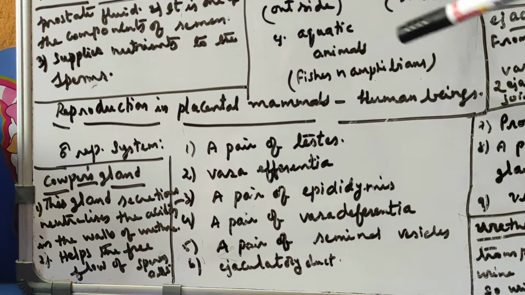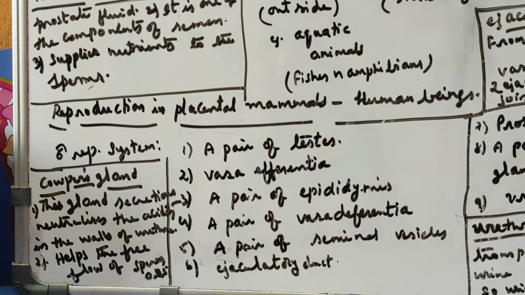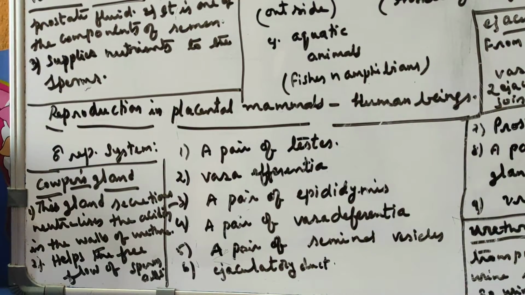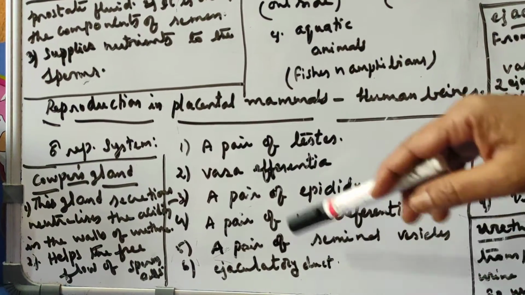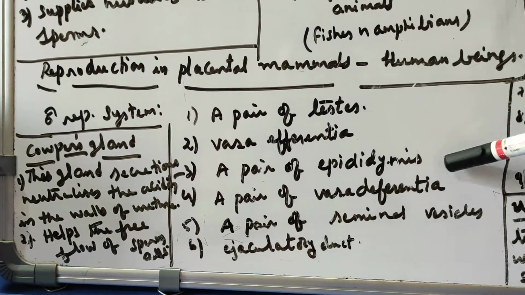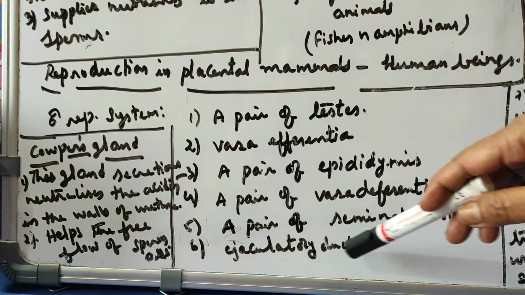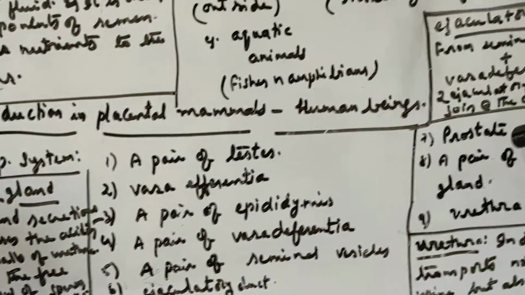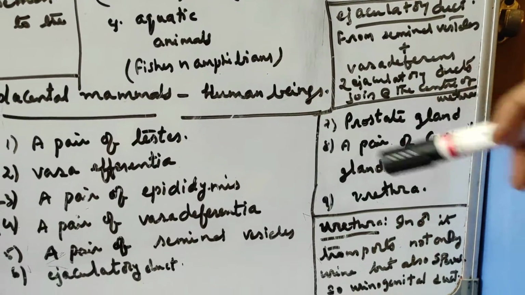First I will discuss the male reproductive system. What are the parts of the male reproductive system? First I will explain them: a pair of testes, vasa efferentia, a pair of epididymis, a pair of vasa deferentia, a pair of seminal vesicles, ejaculatory duct, prostate gland, a pair of Cowper's glands, and urethra. I will show you all these parts in your textbook.